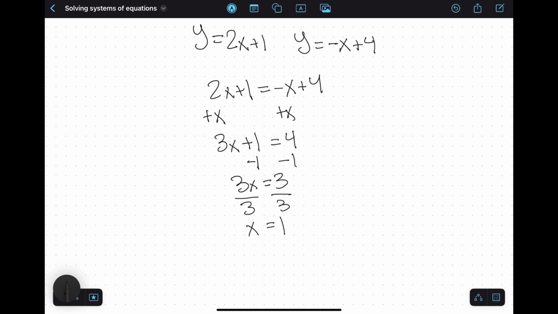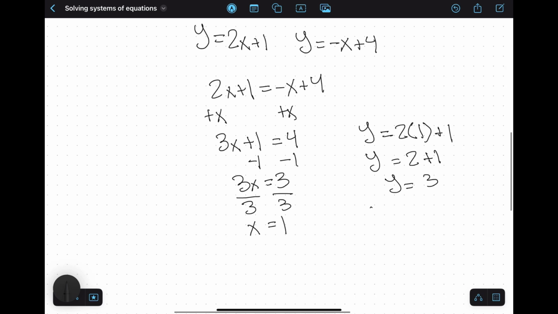If you plug that back into y equals 2x, putting the x in there, plus 1, you'll get that y equals 2 plus 1 and y equals 3. So the final answer, which will be in the form of x, y in parentheses, will be 1, 3. That's our final answer.